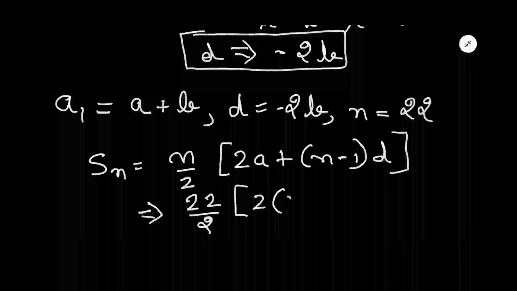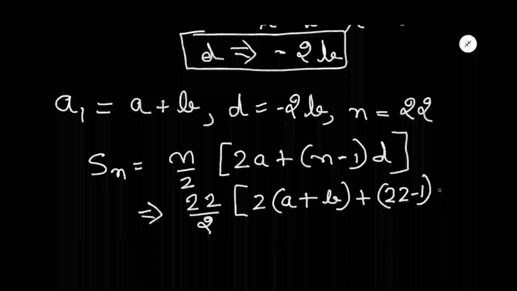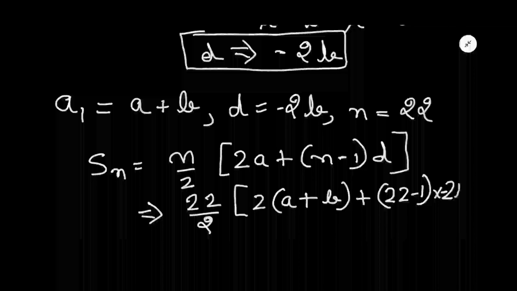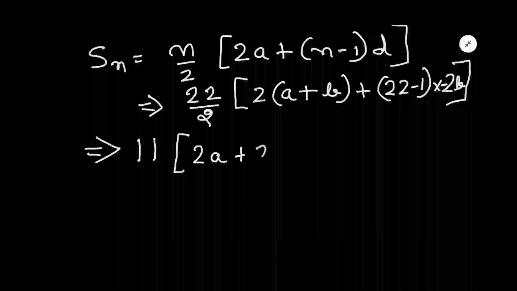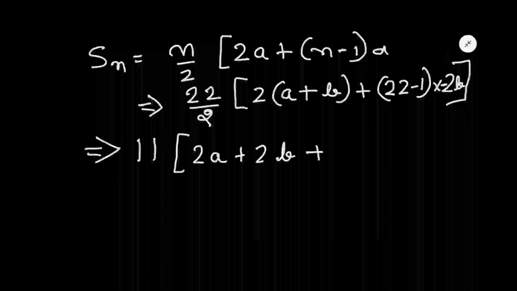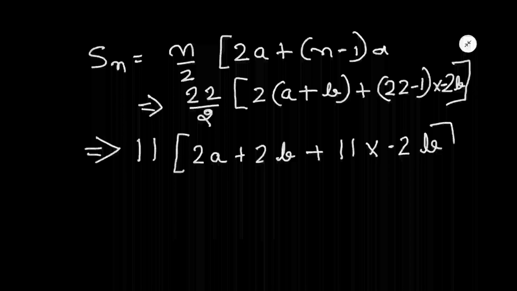The value of a is a plus b. The value of n is 22. The value of d is minus 2b. So here 2 into 11 is 22, 2a plus 2b. 22 minus 1 is 21, into minus 2b.